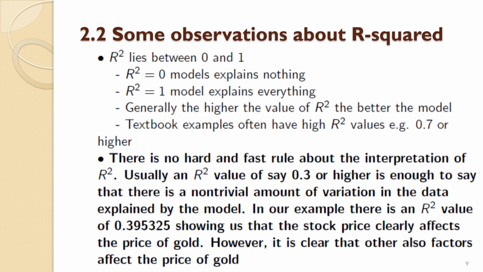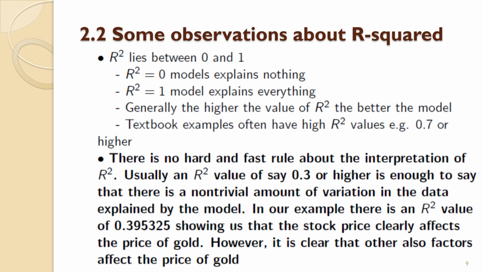So some observations about R squared then. R squared lies between 0 and 1, and the basic idea is that if R squared is 0, the model explains nothing. If R squared is 1, the model explains everything. Generally, the higher the value of R squared, the better the model. And textbook examples often have high R squared values like 0.7 or higher. Now, if you're writing teaching material and textbooks as I have, it's quite nice if you have high R squared values. Unfortunately, real life isn't always as perfect as that, okay? And it's possible that lower R squared values might actually still be useful, even if not great.